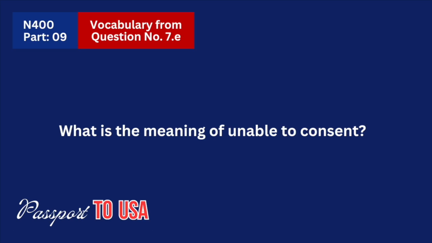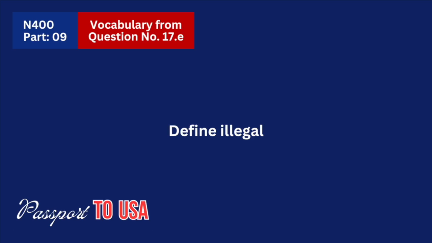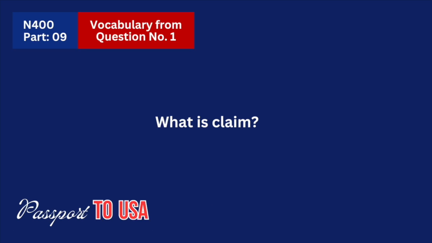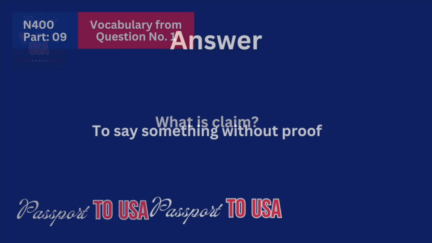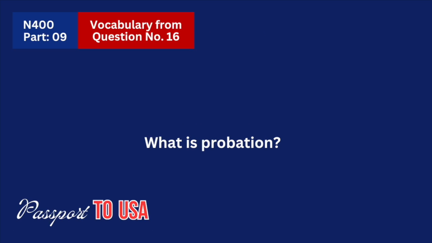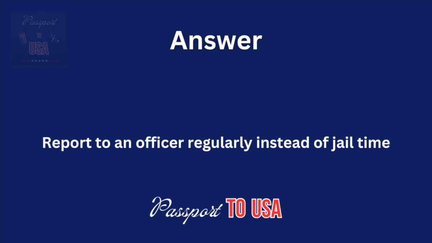What is the meaning of unable to consent? Could not agree. Define illegal. Against the law. What is claim? To say something without proof. What is probation? Report to an officer regularly, instead of jail time.